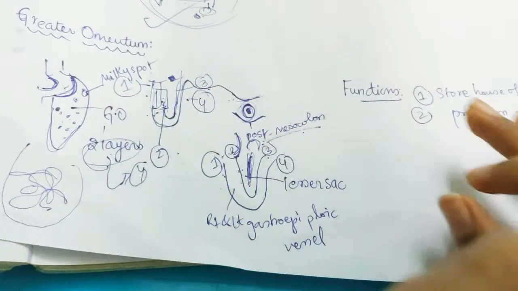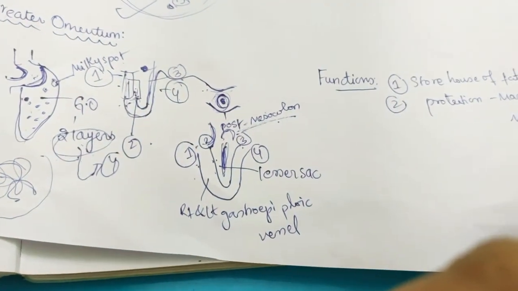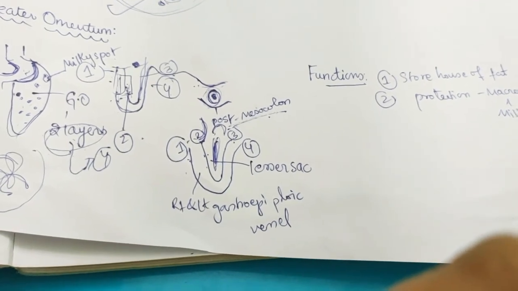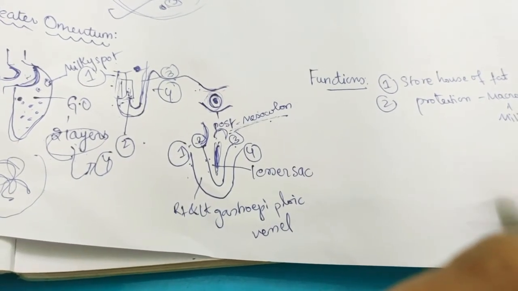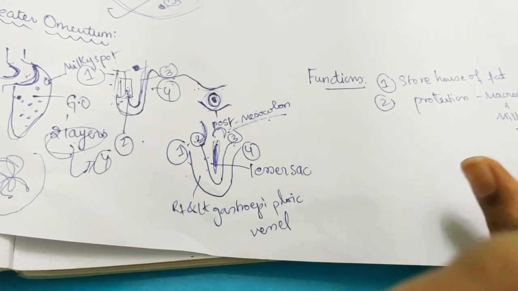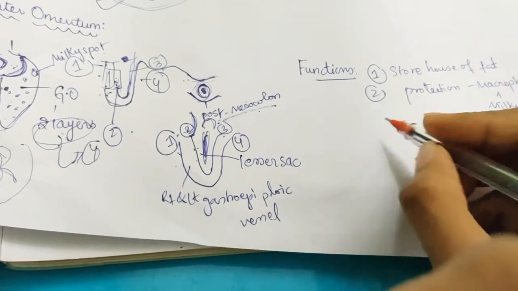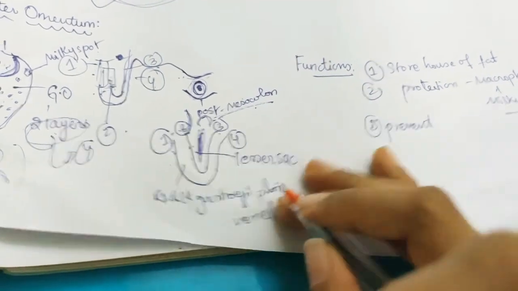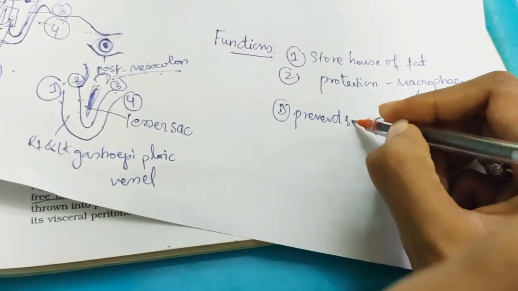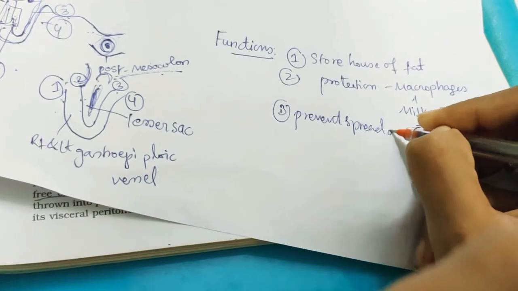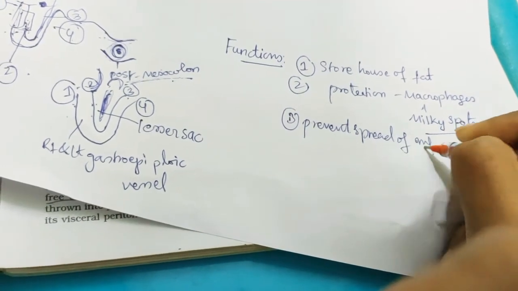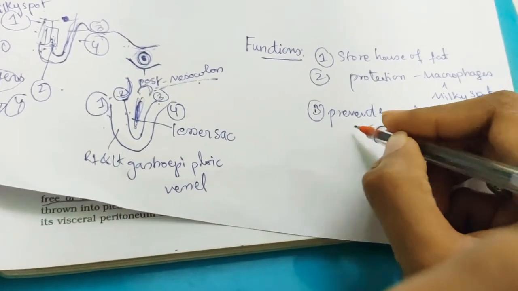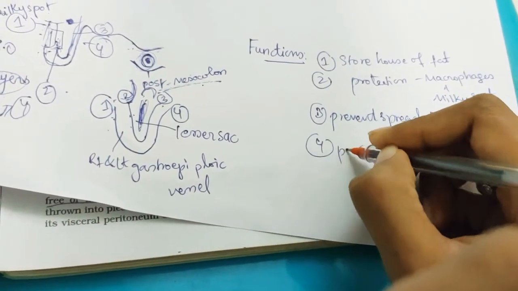And also this greater omentum limits the spread of infection by sealing off the surrounding areas. Like where the site of infection is, it will seal that area so that the infection will not spread to other areas. So it prevents spread of infection. That is also one of the functions of greater omentum. Prevent spread of infection. Okay, and that's why the greater omentum is also called as the policeman of the abdomen.